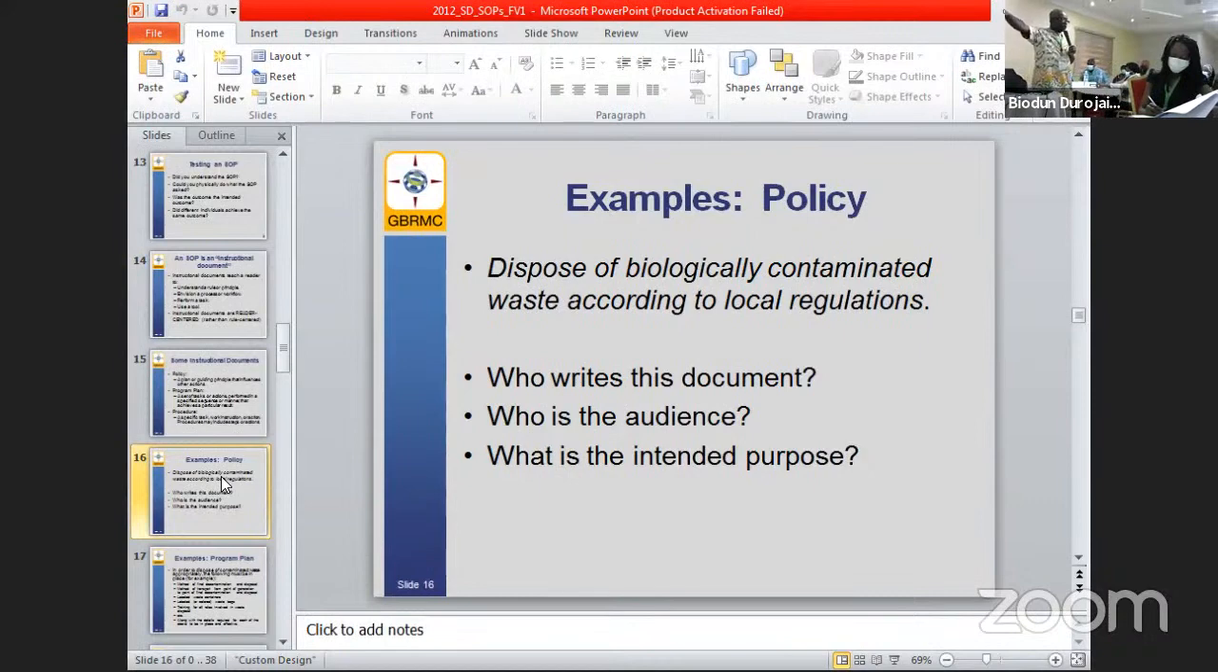Let's give the example here. The example says dispose of biologically contaminated waste according to local regulations. Who writes this document to establish that? And then who is the audience from this example? If I want to answer those questions and I want to put the scenario of my own facility into this context, I would say the top management, the CMD, and other hierarchies, they have generated the policy.